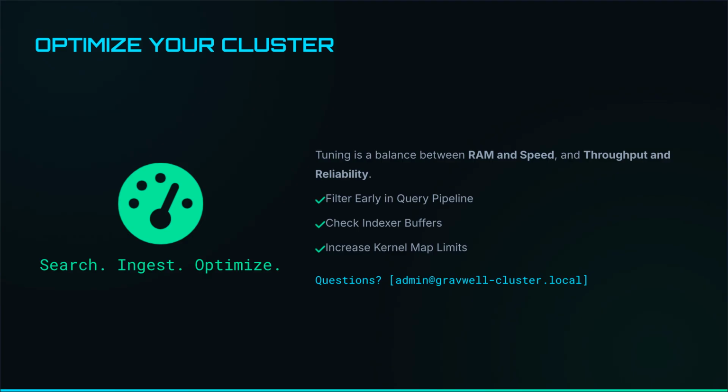Tuning is a balance between RAM and speed, and throughput and reliability. Remember to filter early, check indexer buffers, and increase kernel map limits to optimize your cluster.